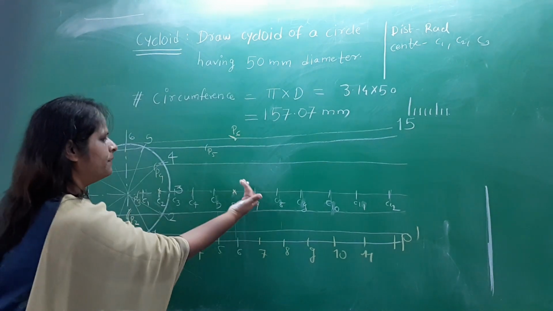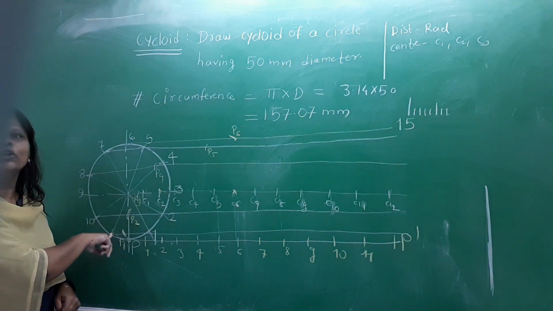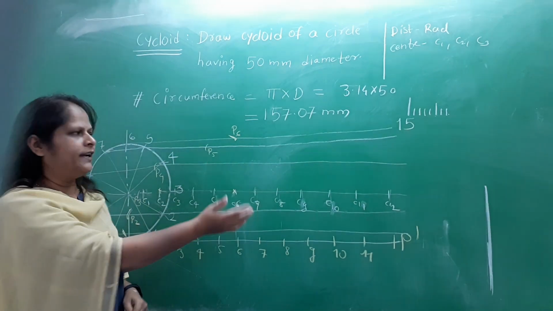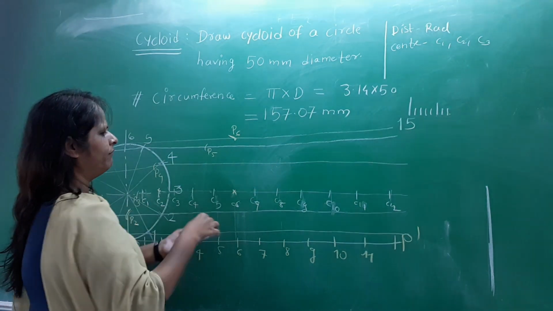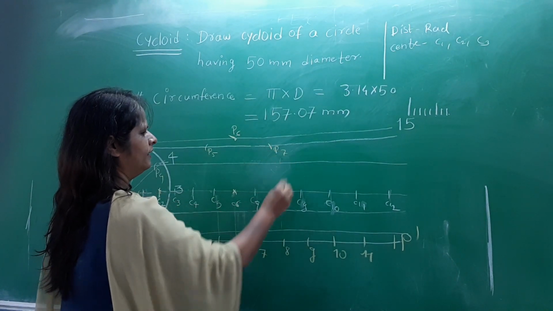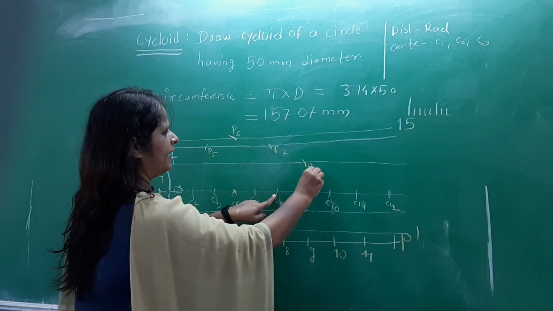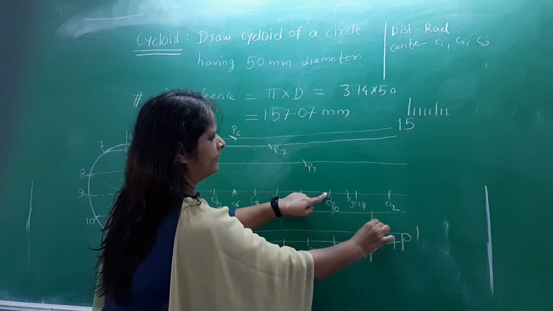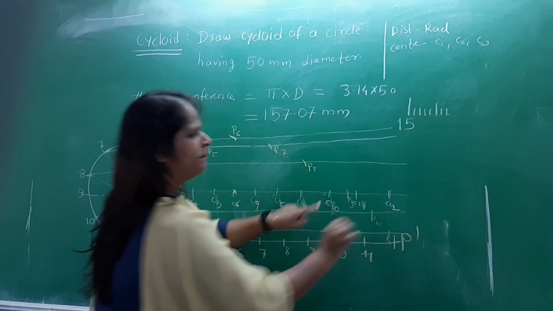Is it clear? Before the 6, the pencil should be on the left. After 6, the pencil should be on the right. So from C7, we will cut the arc 7. So this will be your P7. Then from 8, it is P8. Then from 9, it is P9. Then P10, P11 and P12.